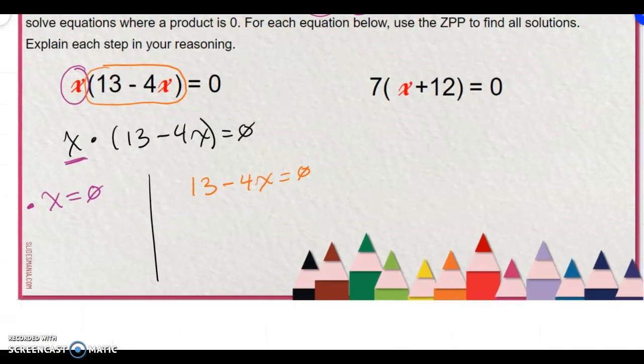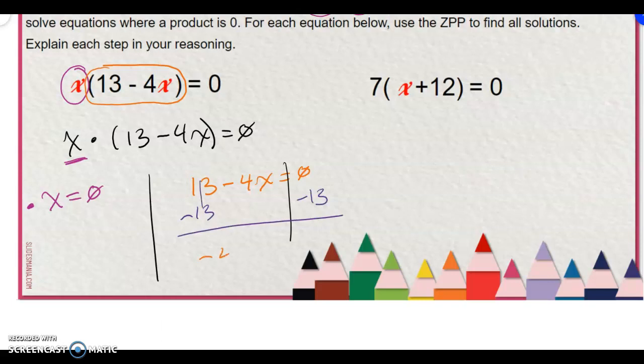So both of those need to be equal to 0. We obviously found the one solution here, x can equal 0. But let's figure out what x could also be equal to. So I'm going to solve this one-step equation by subtracting 13 from both sides. Those would cancel out. I have negative 4x equals negative 13.